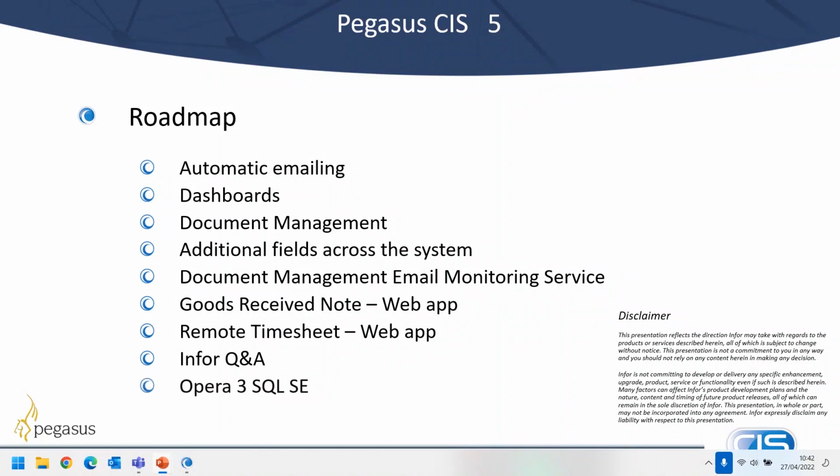Initially, Pegasus CIS5 won't link into Opera 3 SQL SE. This will be addressed in the next main release of Opera 3 SQL SE, which is currently scheduled for August, September. When that version becomes available, it will have the links into Pegasus CIS5. And we think that's quite important because customers who are going to go to a SQL version might say, I want a SQL version of Pegasus CIS5, but I also want the SQL version of Opera 3.